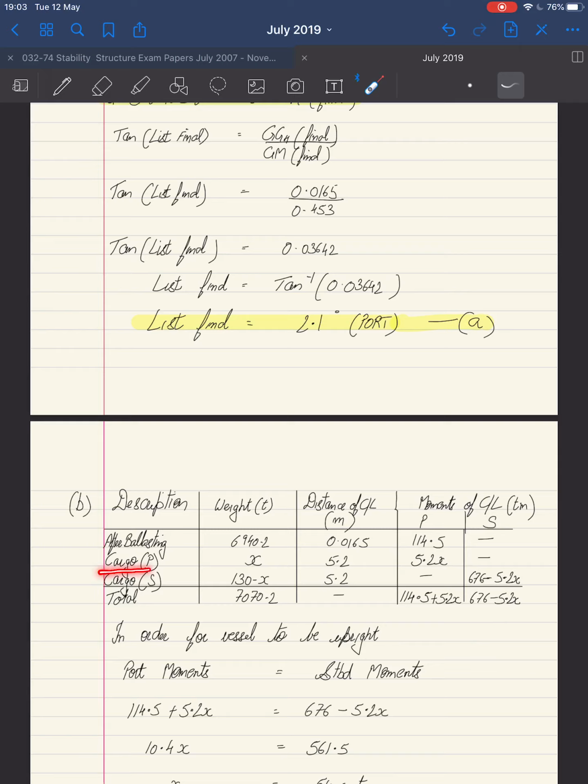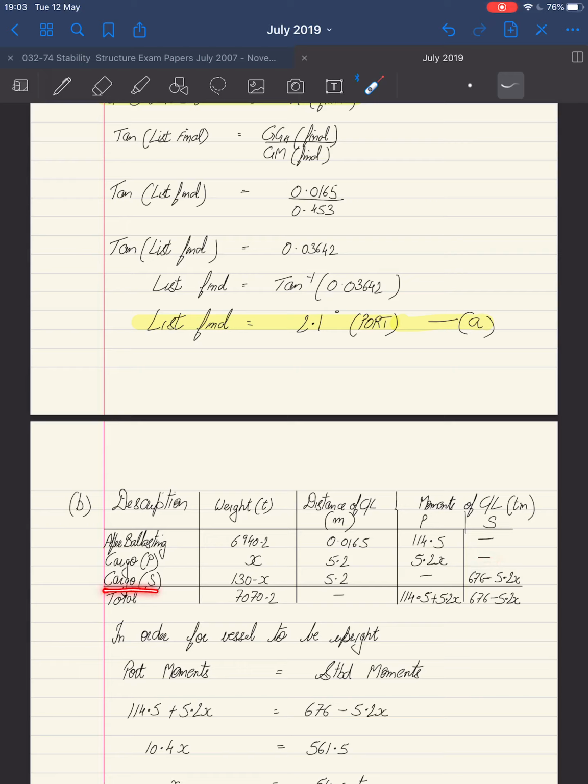We'll now assume that cargo to load in port direction will be x. The distance of center line where the cargo is supposed to be loaded is 5.2 meters, which was given in the question. Since we are assuming that cargo is to be loaded in port direction, the moments associated with it will also be in the port direction. And we know that moments is obtained by multiplying weight times the distance of center line. In this case, it is x times 5.2, which gives us 5.2x. And starboard side is again nil.